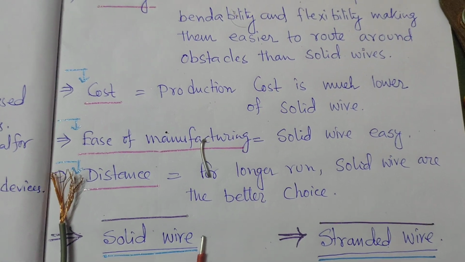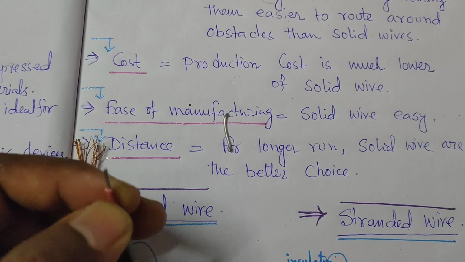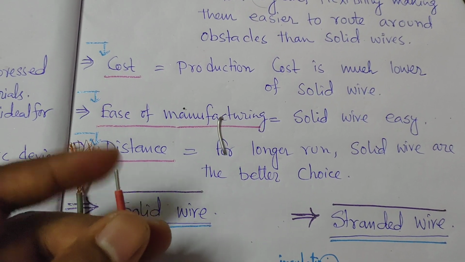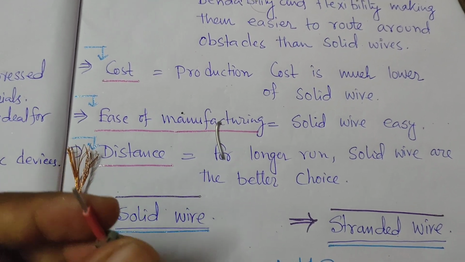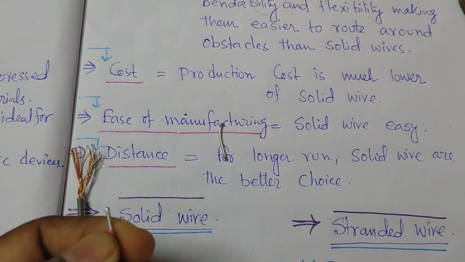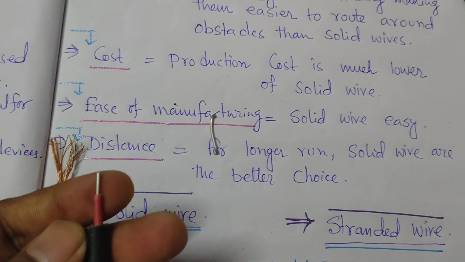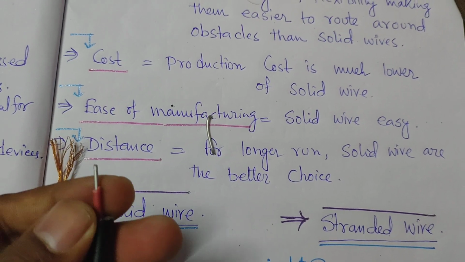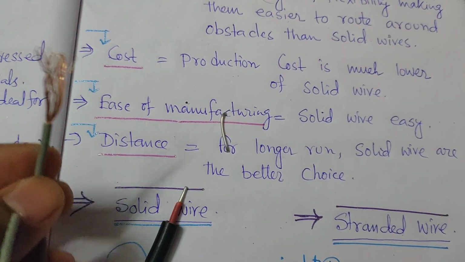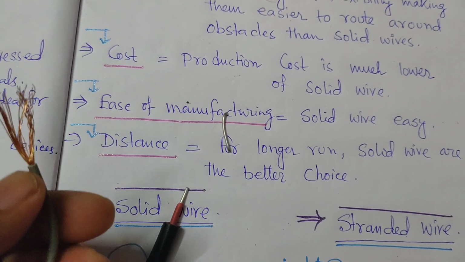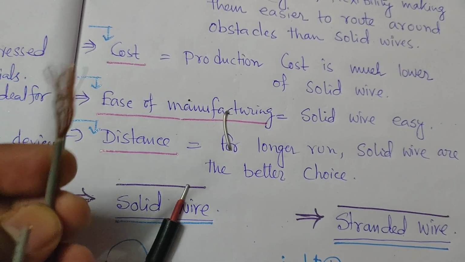Distance: for long runs, solid wire is a better choice. If the distance is longer, then you have to use the solid wire, because in the case of a long distance, the wire will be laid in a straight way. So it is very useful in the case of a long run. And in a short run, the stranded wire is very easy to install in obstructed areas or different types of areas. You can use these types of conductor.